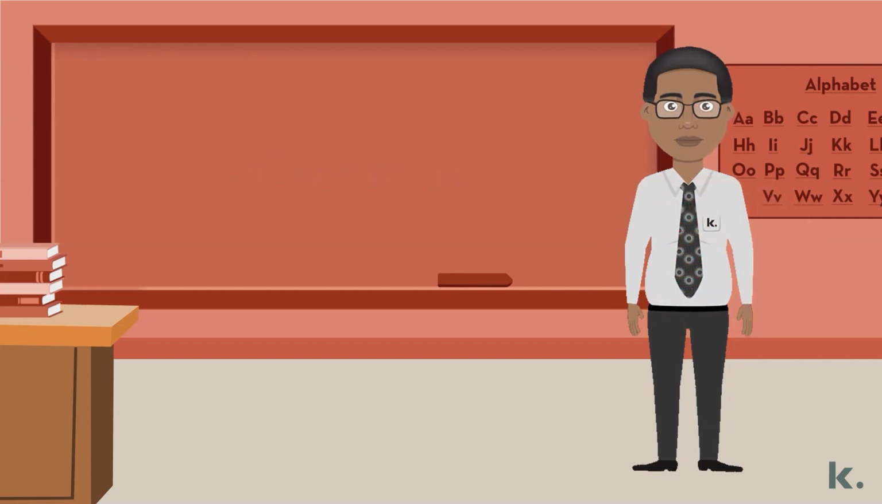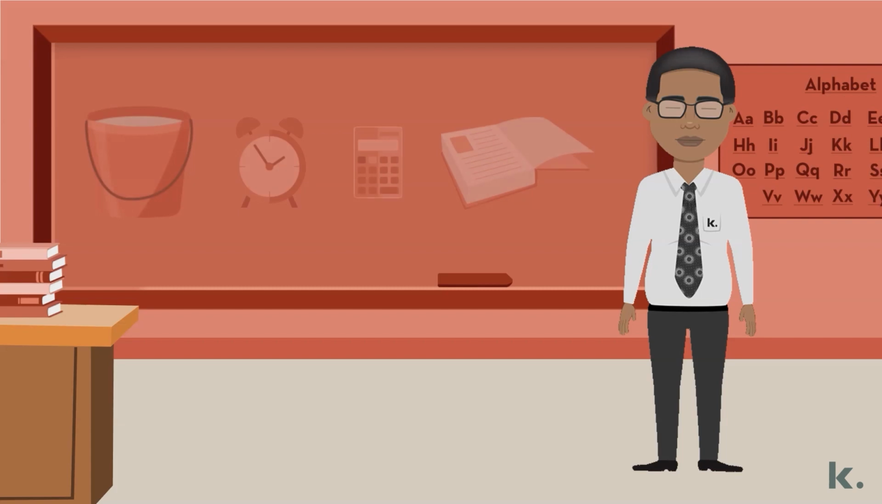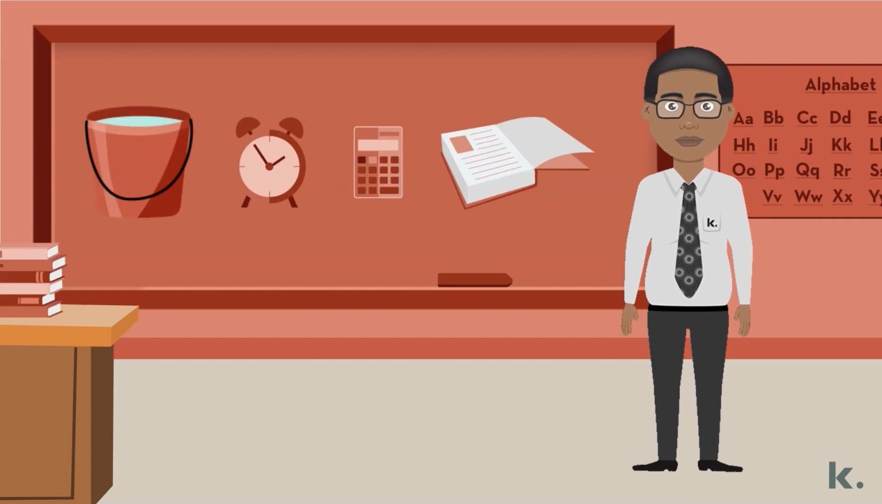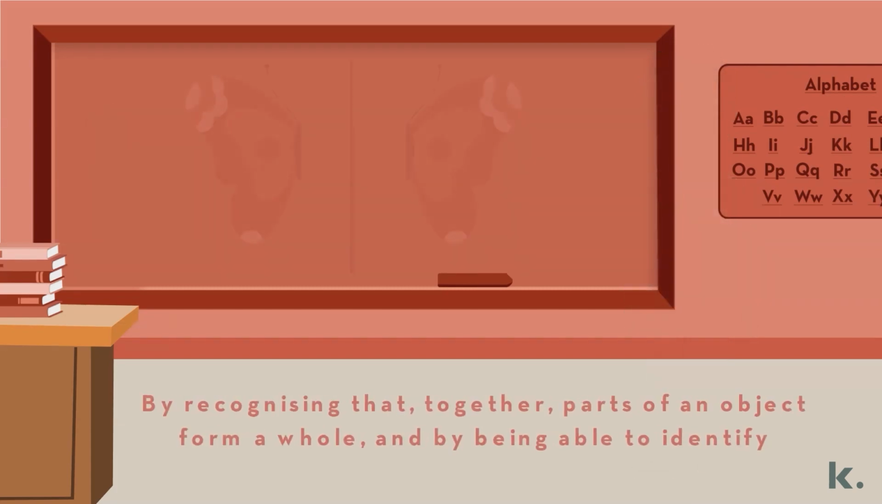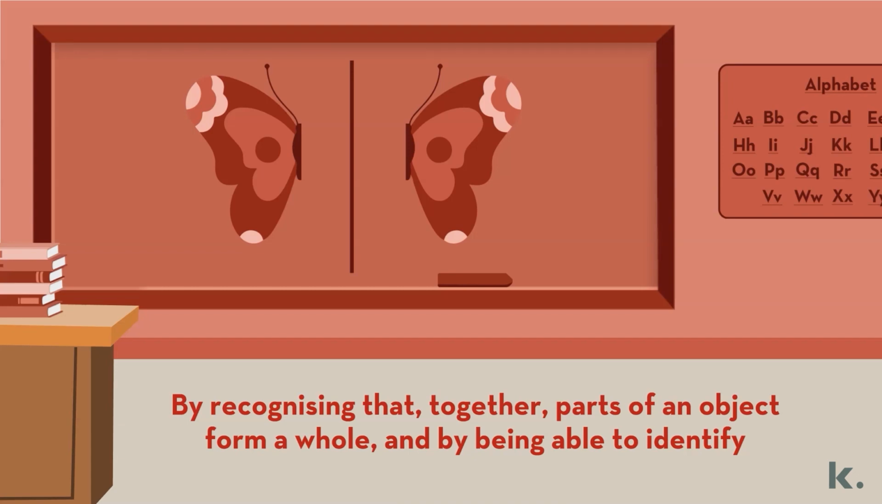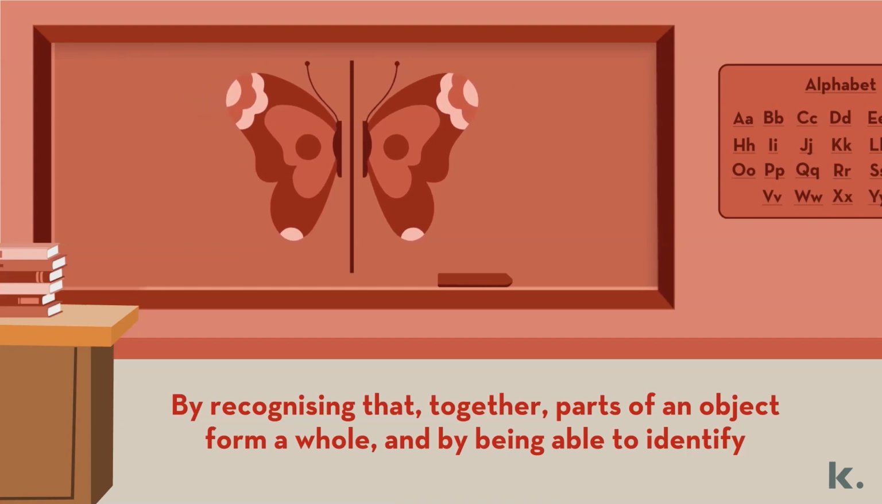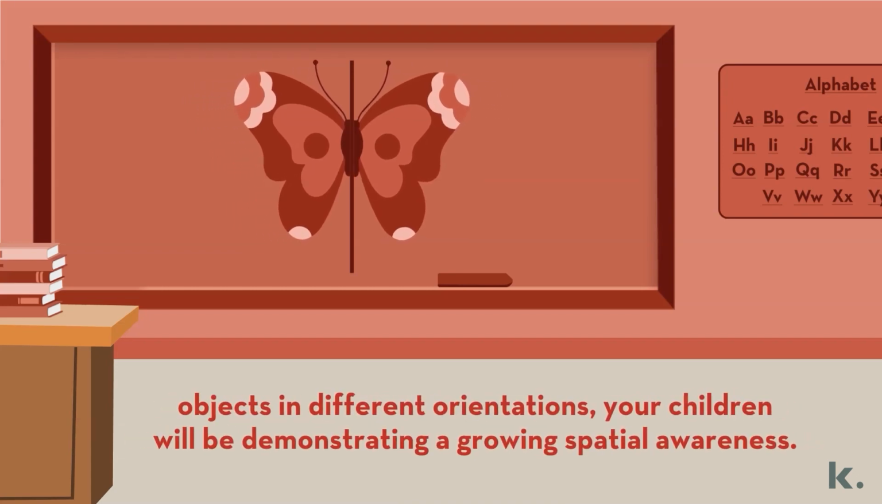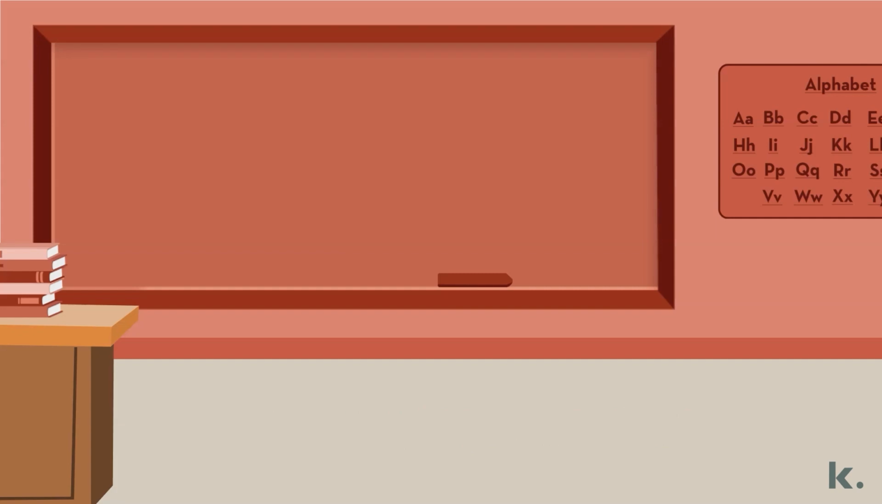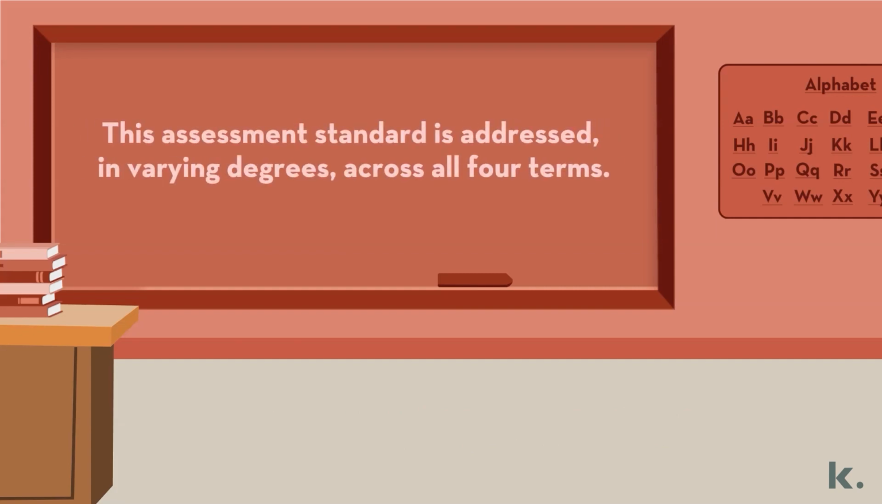By recognizing that, together, parts of an object form a whole, and by being able to identify objects in different orientations, your children will be demonstrating a growing spatial awareness. This assessment standard is addressed in varying degrees across all 4 terms. You can combine or adapt the suggested activities to suit the abilities of the children that you teach.